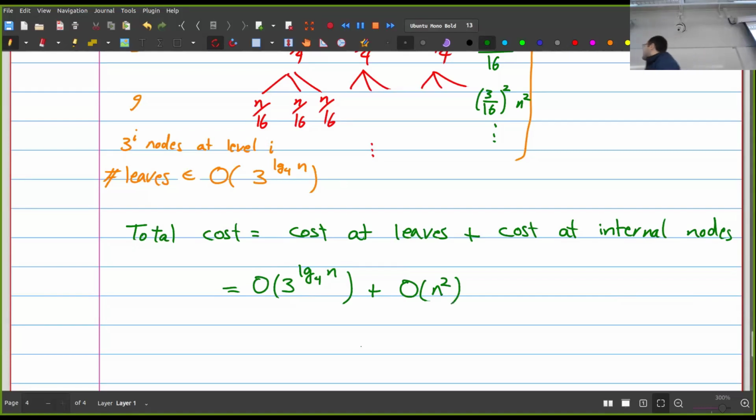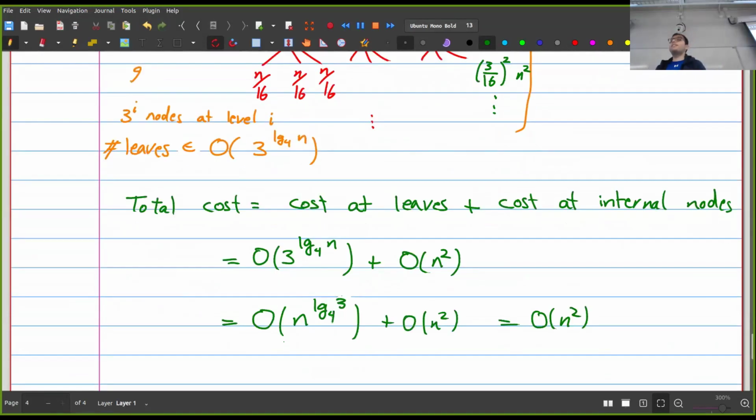So which one's bigger? Is this bigger or is this bigger? It's going to one. Yeah.